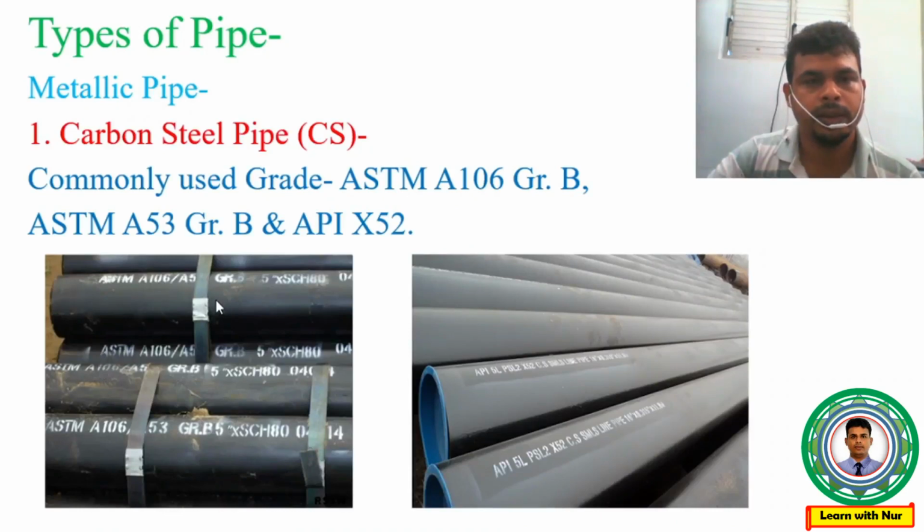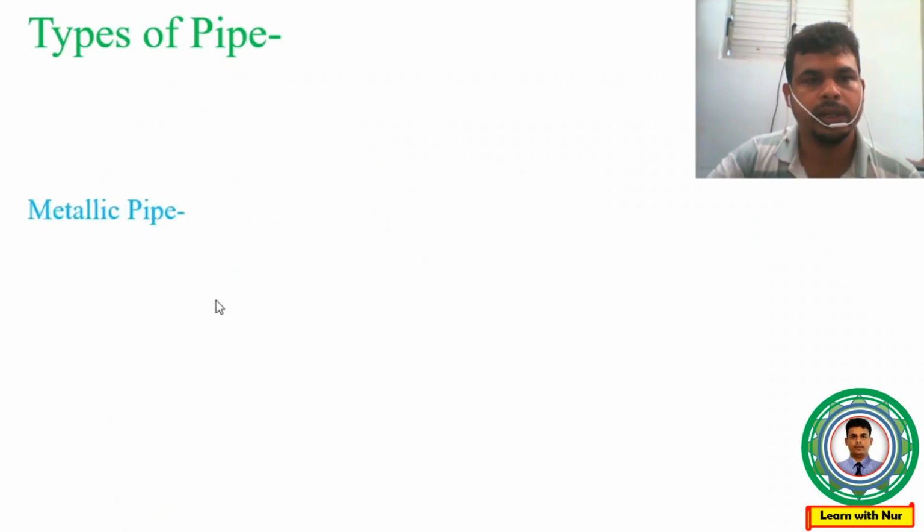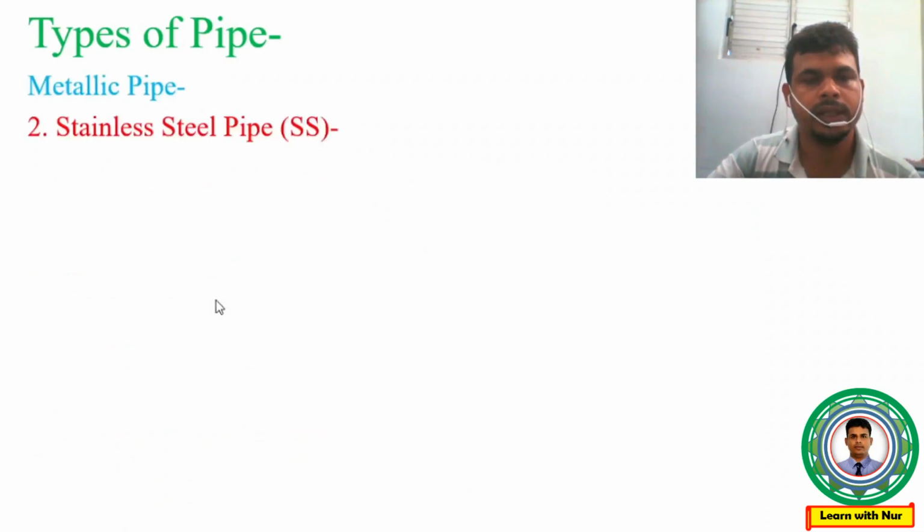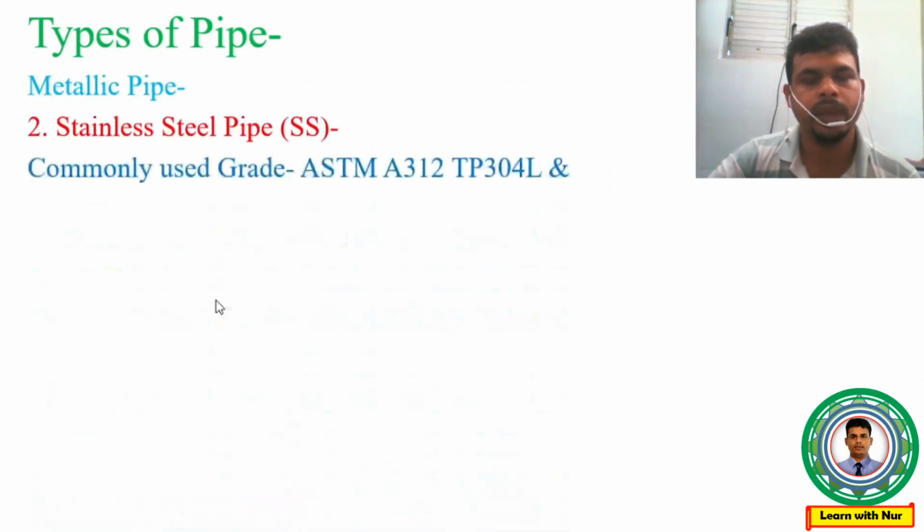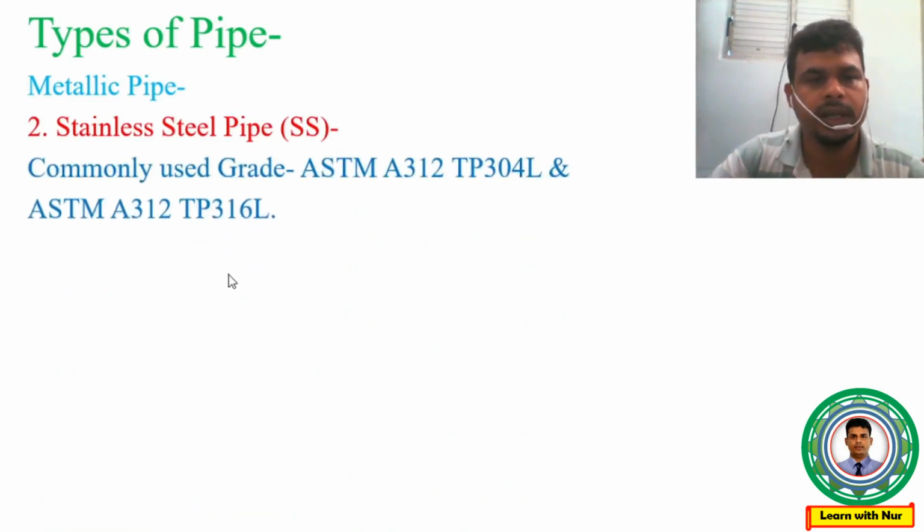Then number 2 is the stainless steel pipe. Stainless steel commonly uses ASTM A312 TP304L and ASTM A312 TP316L. I actually highlight here only the commonly used pipes. If you visit ASTM, you can see so many grades available. I show some examples here only for your understanding.